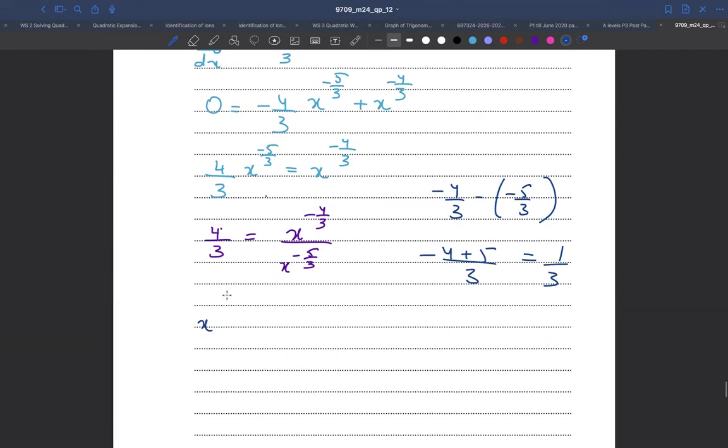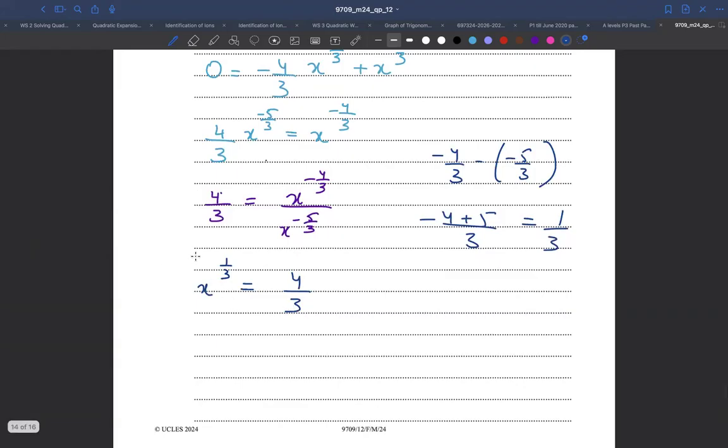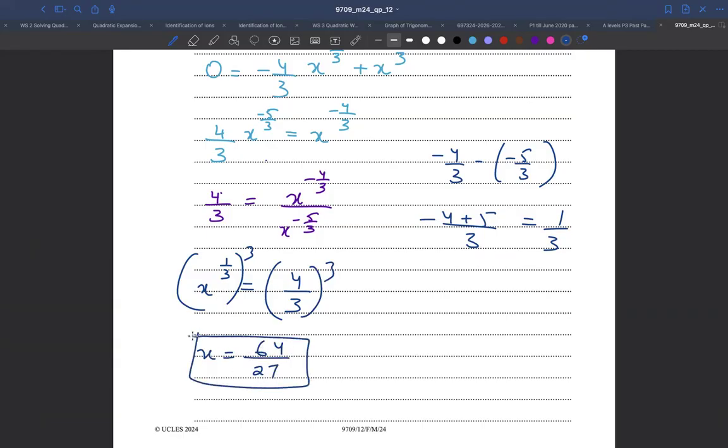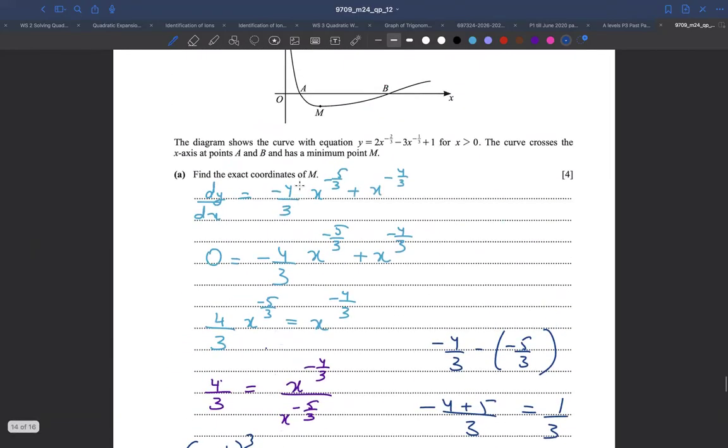So x to the power 1 upon 3 is equal to 4 upon 3. 1 upon 3 means the cube root. To get rid of the cube root, I cube both the sides. So x is equal to 64 upon 27. So this is my x coordinate. Exact coordinates of the minimum point.